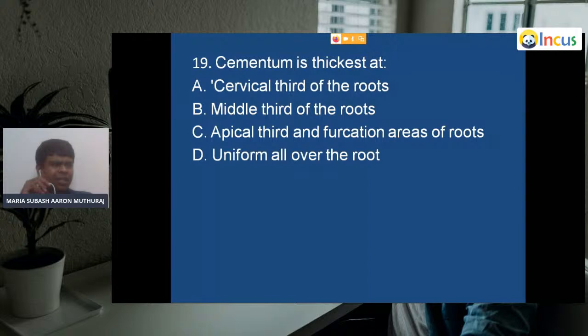Acellular extrinsic fiber cementum will be lesser in thickness compared to cellular cementum. Acellular extrinsic fiber cementum ranges from 30 to 230 micrometers in thickness only, whereas cellular mixed stratified cementum is 100 to 1000 micrometers thick. The cellular cementum is commonly present in the apical third and furcation area of the roots, while the cervical and middle thirds have only acellular cementum. Therefore, the answer should be C.